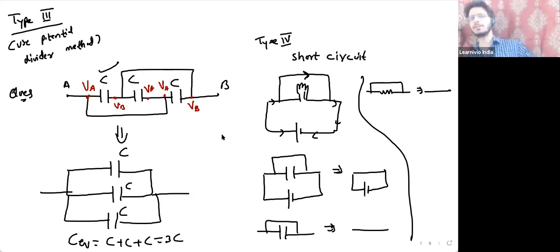Yes, Noor, but that doesn't matter. VA minus VB or VB minus VA, at least for the calculation of equivalent resistance or equivalent capacitance, are the same. Is the concept of short circuit clear?